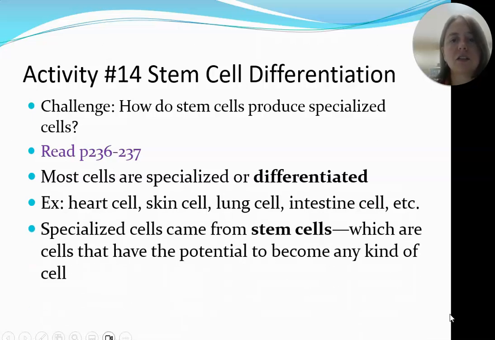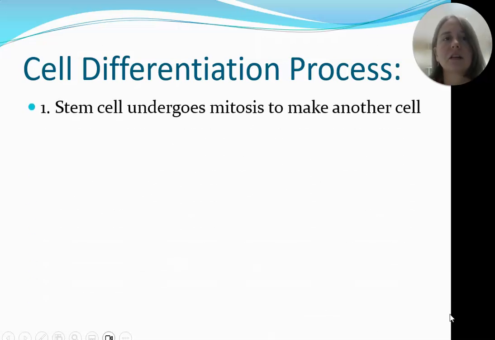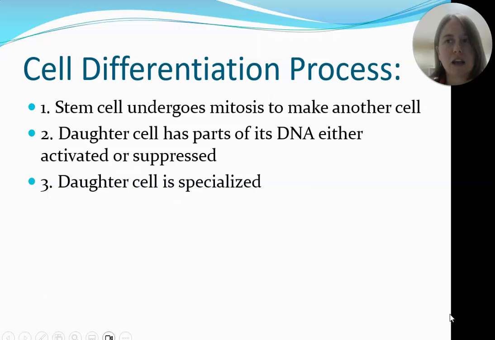All of the specialized cells came from stem cells, which are cells that have the potential to become any other kind of cell. So a stem cell has potential to do anything. So please write down the steps. The stem cell first undergoes mitosis to make another cell. So now there's a stem cell and a second cell. We call this second cell the daughter cell. Parts of its DNA are either activated or suppressed, turned on or turned off. And when certain parts of the DNA are turned on and other parts are turned off, we call this specialized.